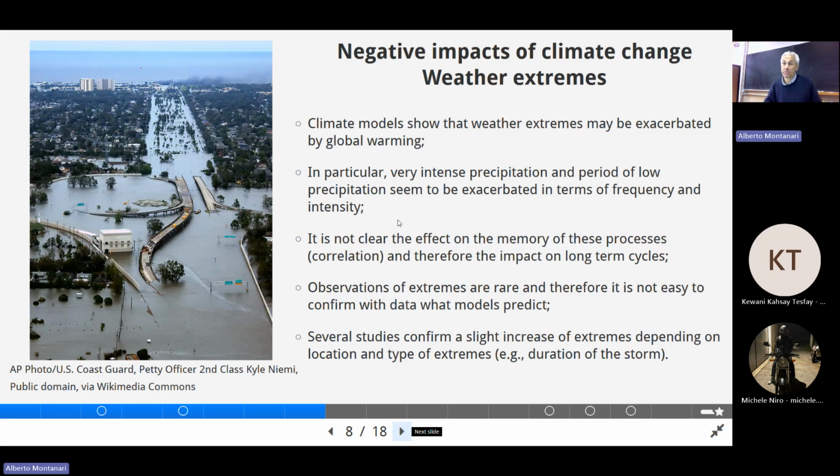So, when we talk about phenomena related to precipitation, so floods and droughts, unfortunately we have the problem that the observations are rare, in particular the observations of extremes, and so it's more difficult to confirm with data what the models predict. For temperature, it's much easier. With precipitation, we have reduced observations.